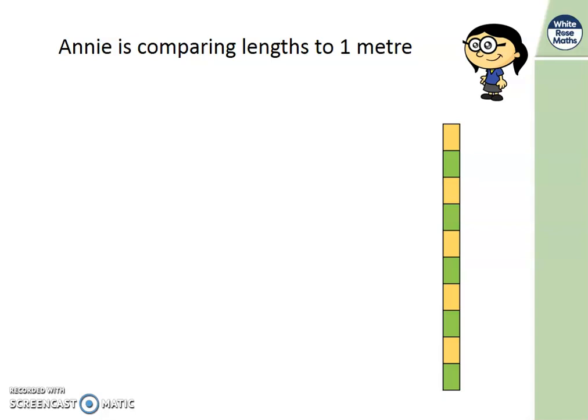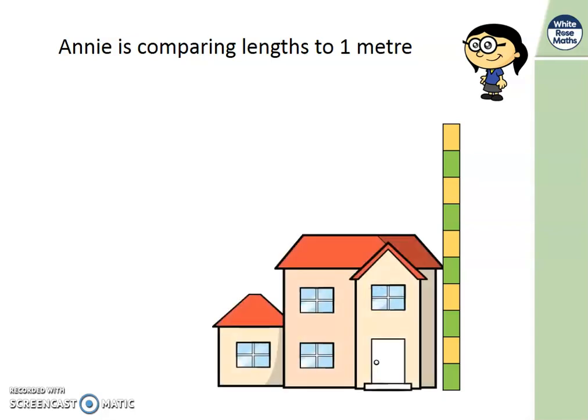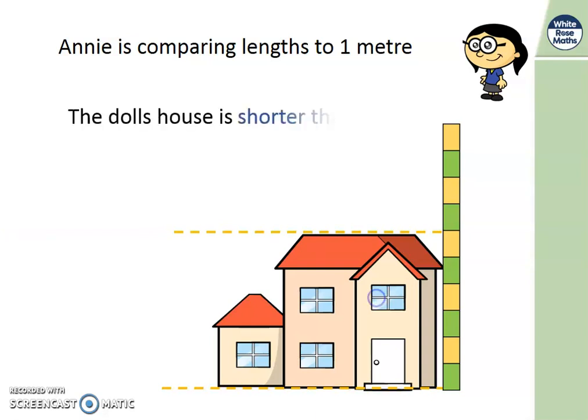Annie is still comparing lengths to 1 metre. This time she's got a doll's house. Is it more or less than 1 metre? Is it longer or shorter than 1 metre? You should have noticed it starts at the bottom and it only goes up to there, so it is shorter than 1 metre. Well done if you saw that.